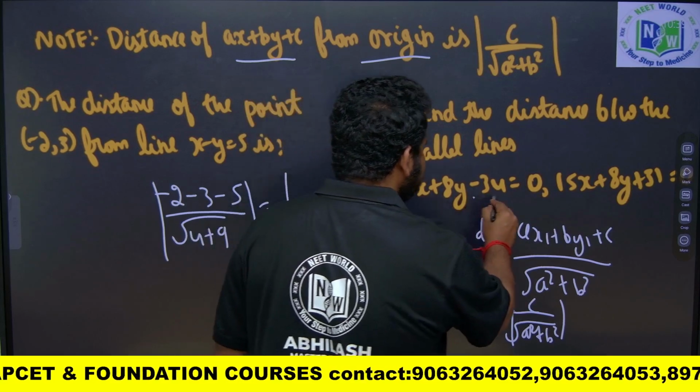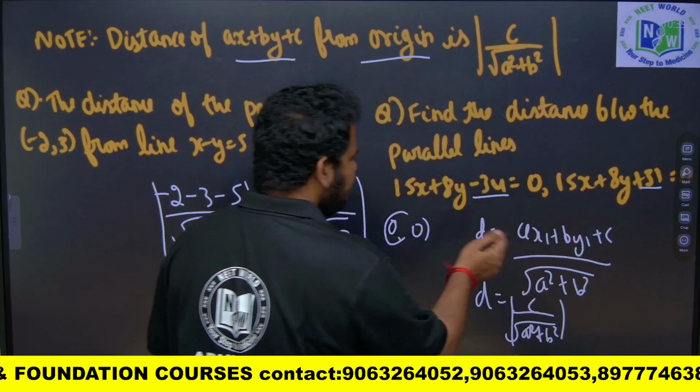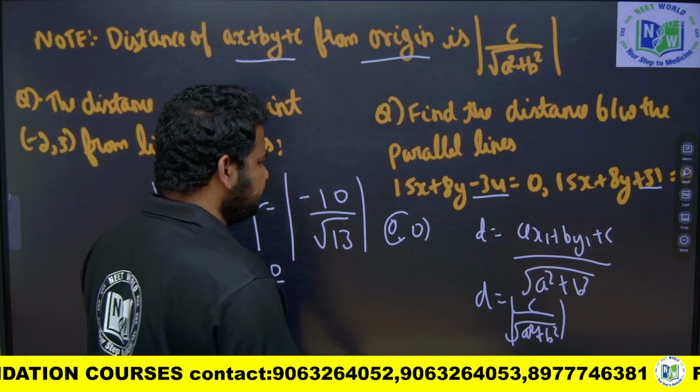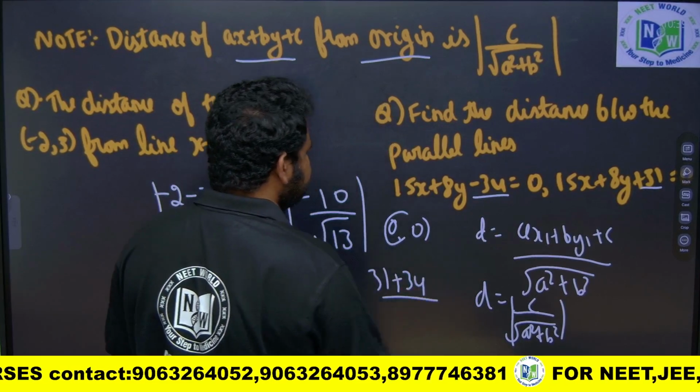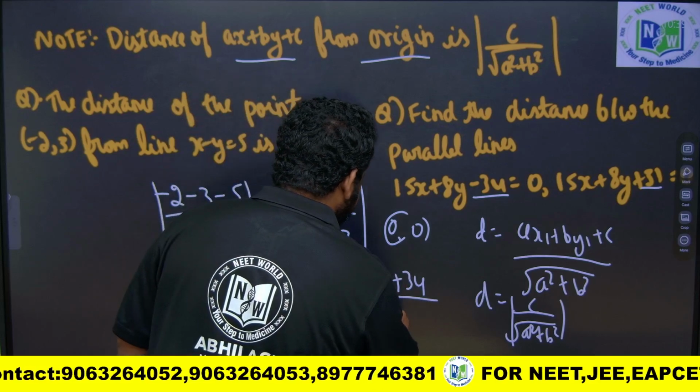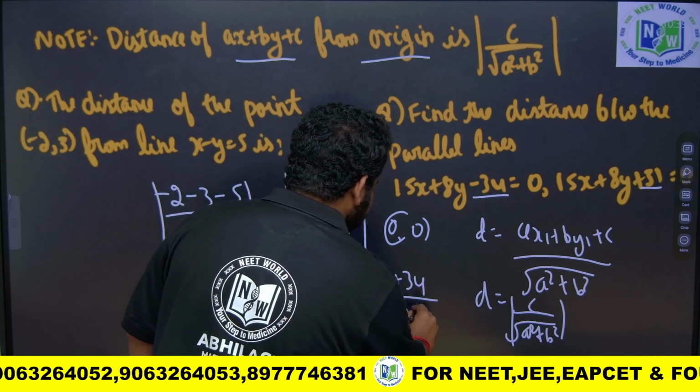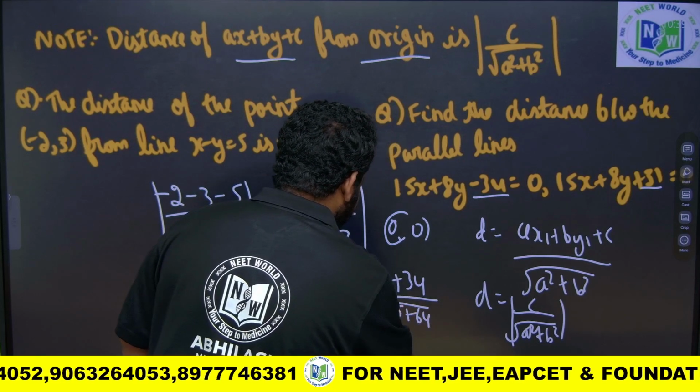Here the constants are only this one, 31 and 34. So I will find the difference between the constants. The difference between the constants is 31 plus 34 divided by square root of a square plus b square. A square is 225. B square is 64, within modulus sign.